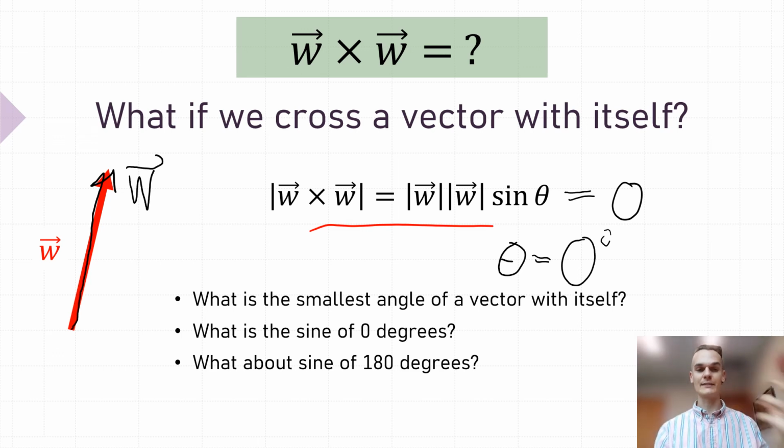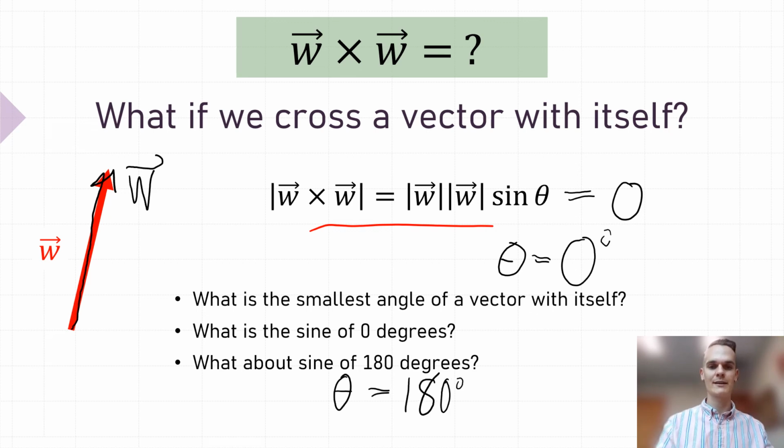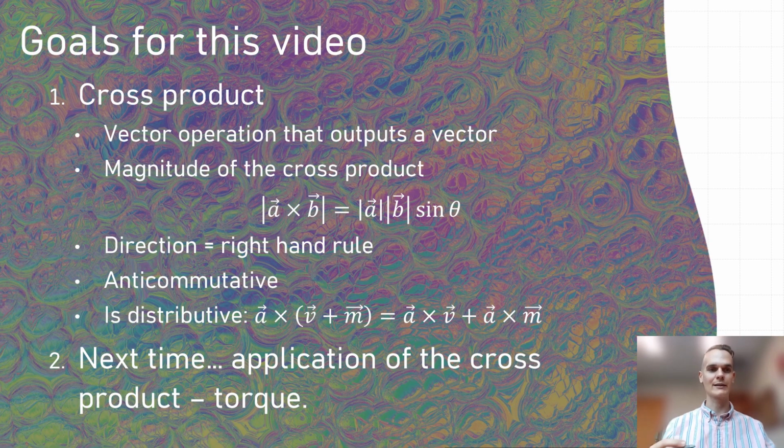Another thing that you may ask is, what happens whenever you take the cross product of vectors that point in the exact opposite direction? What happens if theta is no longer equal to 0 degrees, but is equal to 180 degrees? We're going to talk about this more in class, and you can also work through it yourself. I just want to outline the properties of the cross product that we learned today.